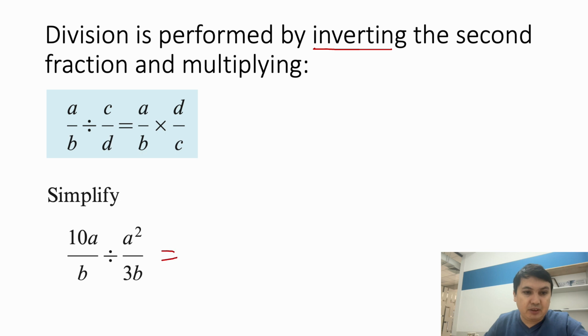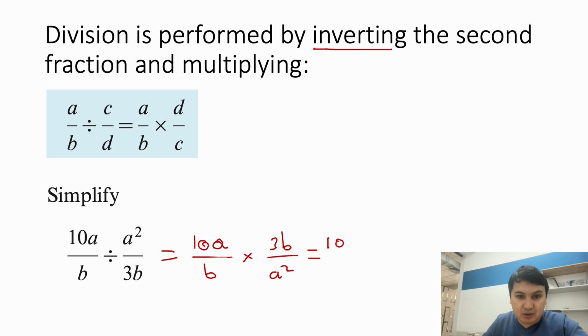A quick example here. So what we do, 10a, sorry, 10a divided by b, that's my first. The second one becomes 3b divided by a squared, right? Then I have multiplication. Now, I see that a's cancel, but let's be a bit slower. So 10a, 3b, here I have b times a, right? So I see that a's cancel, b's cancel. So I'm left with, at the top, 10 times 3, which is 30. At the bottom, I have just a left.